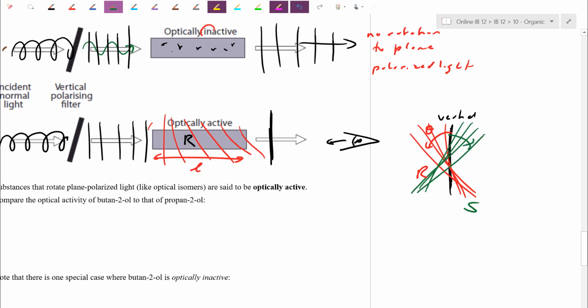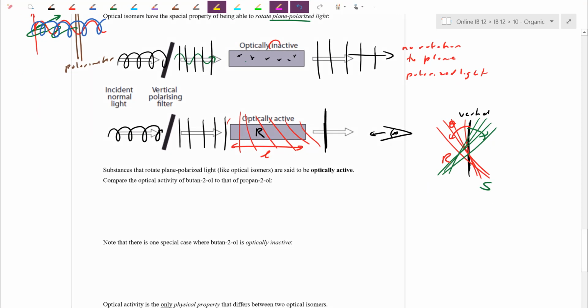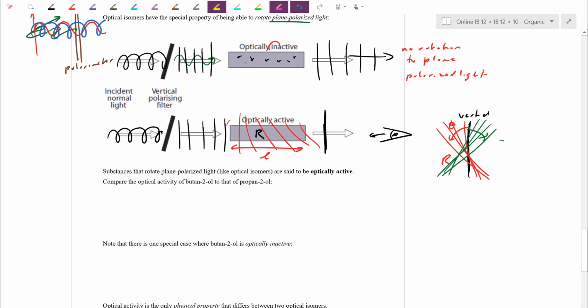So that's one really neat property. Chemically, it behaves the same. Physically, it's the same as well. But it's going to rotate plane polarized light in different fashions. Depending on the concentration of the R or S, that's going to have some impact on how much it deviates away. But we can actually figure out from this deviation whether it's optically active or not.